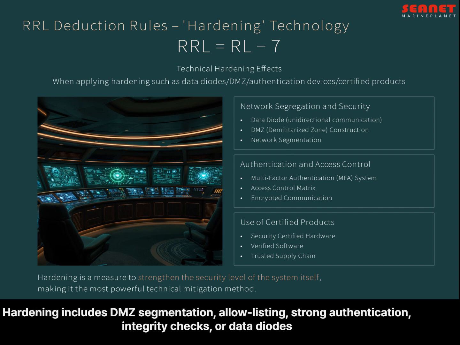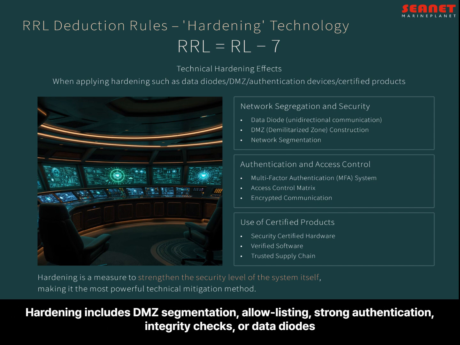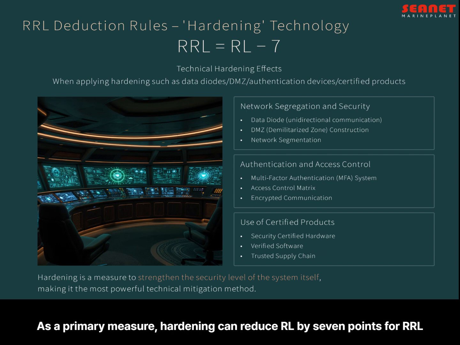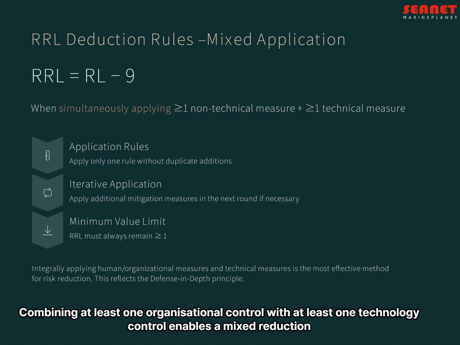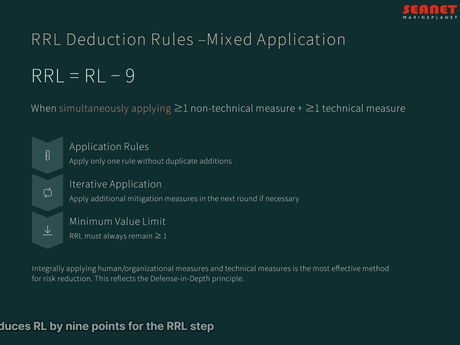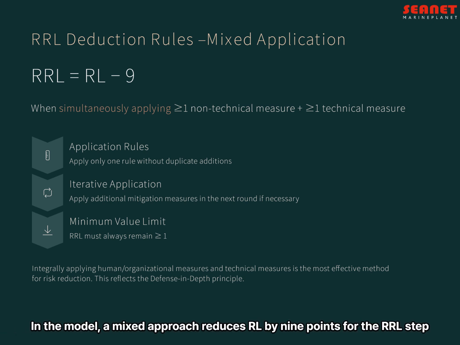Hardening includes DMZ segmentation, allow listing, strong authentication, integrity checks, or data diodes. As a primary measure, hardening can reduce RL by 7 points for RRL. Combining at least one organizational control with at least one technology control enables a mixed reduction. In the model, a mixed approach reduces RL by 9 points for the RRL step.